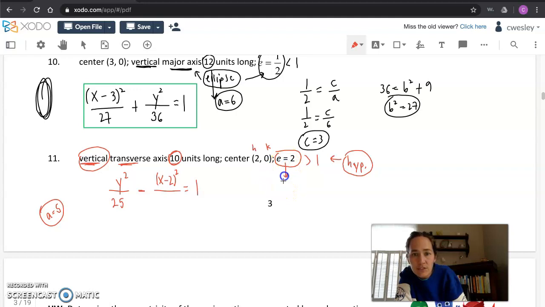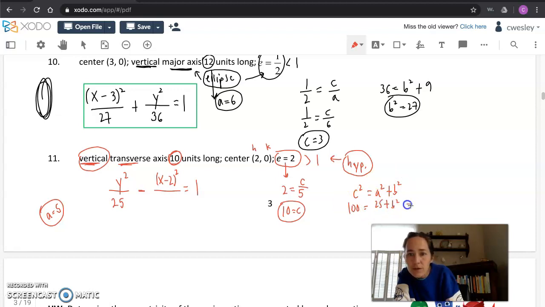So if eccentricity is always c over a, we've got 2 equals c over a, so over 5. And that makes c equal to 10. Hyperbolas use regular Pythagorean theorem. C squared equals a squared plus b squared. C squared is 100. A squared is 25, we said, plus b squared. You get b squared is 75. And there's your missing link. So put a 75 here.